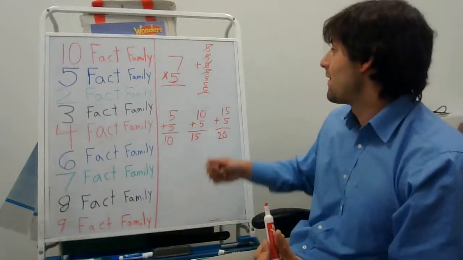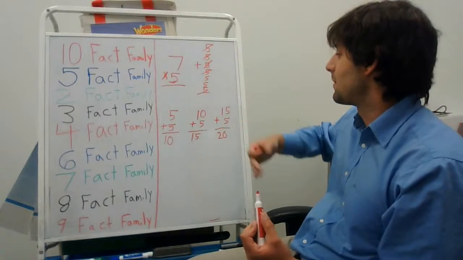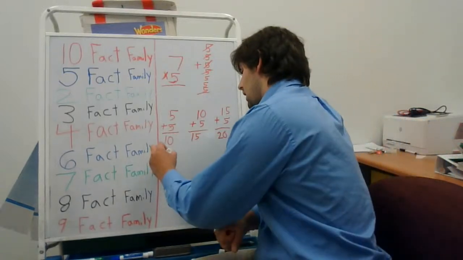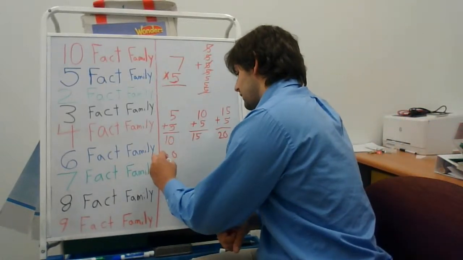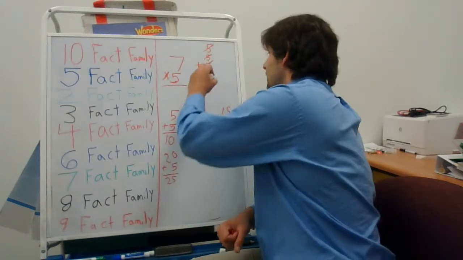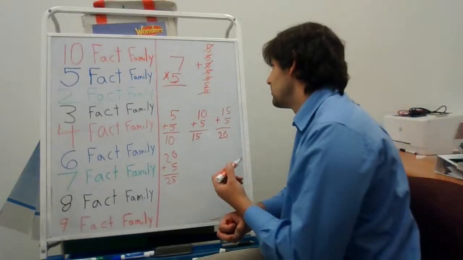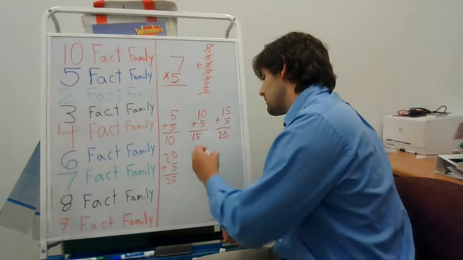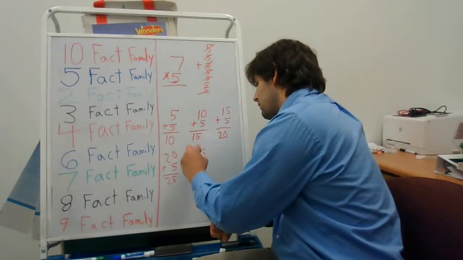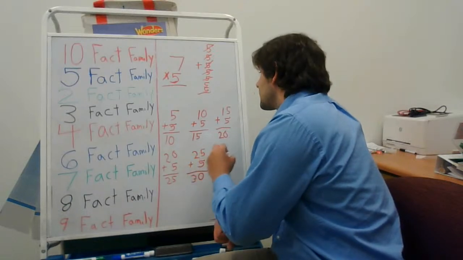Each time I add 5, I cross out the 5 up here, so I know how many times I've added it. All right. 20 plus 5 equals 25. All right, so now I just added the number 5 5 times. I got to add the number 5 2 more times. 25 plus 5 equals 30.